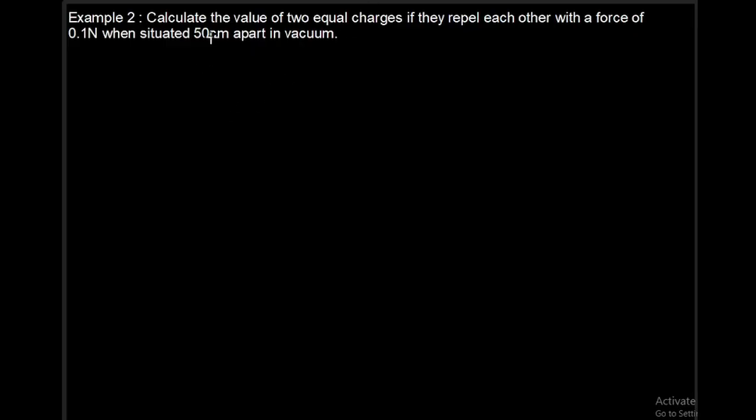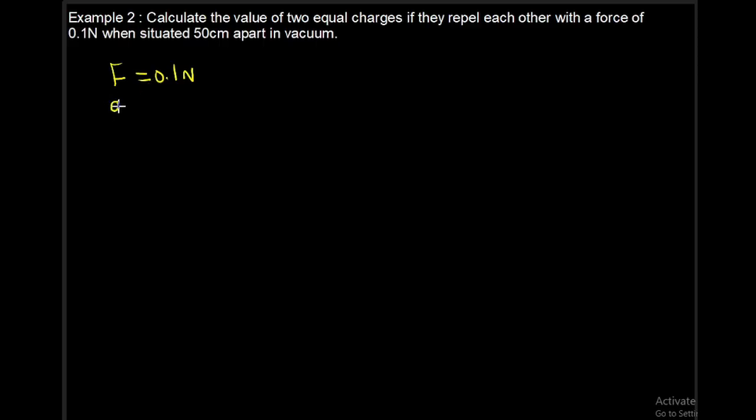Now moving on, this one here says calculate the value of two equal charges if they repel each other with a force of 0.1 Newton when situated 50 cm apart in vacuum. All right, so we have the force in this case to be 0.1 Newton. Now we want to calculate the value of two equal charges.